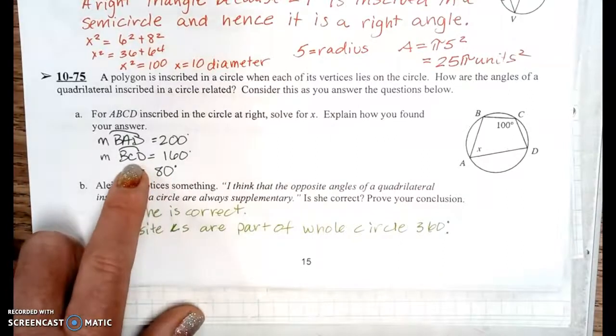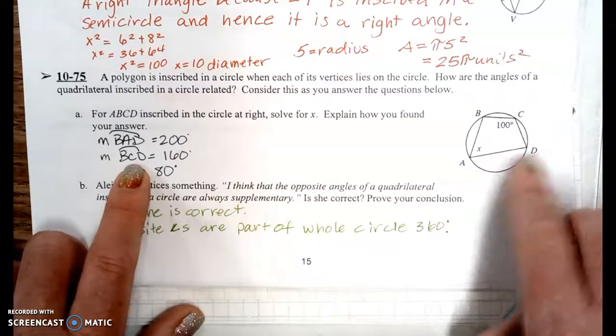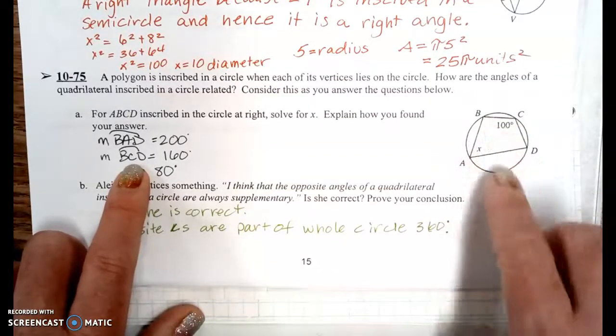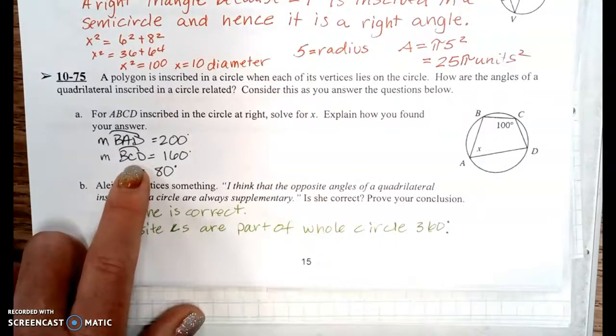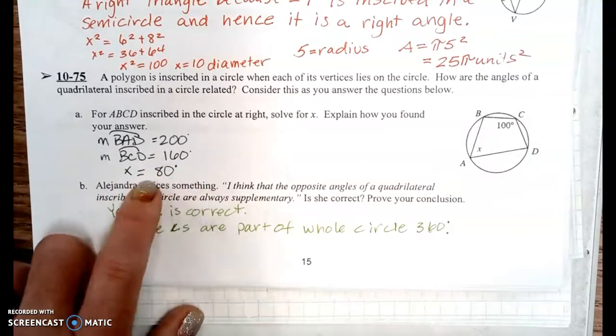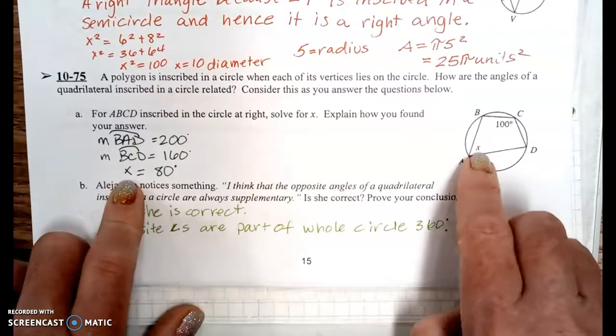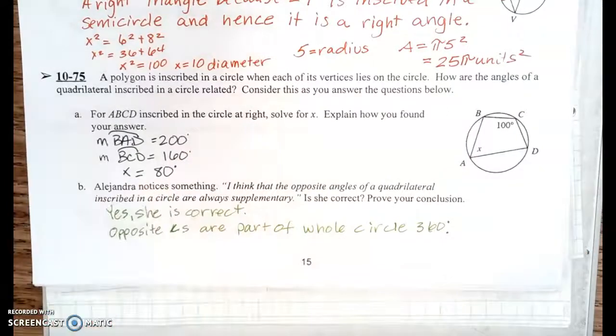Then we want to know what is the measure of BCD. BCD is going to be 160. This is 200. We subtract that from 360, and 360 minus 200 is 160, which is going to make its inscribed angle 80, because half of 160 is 80.